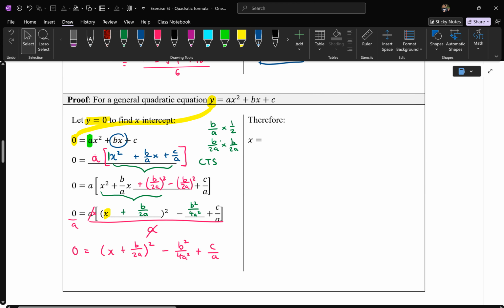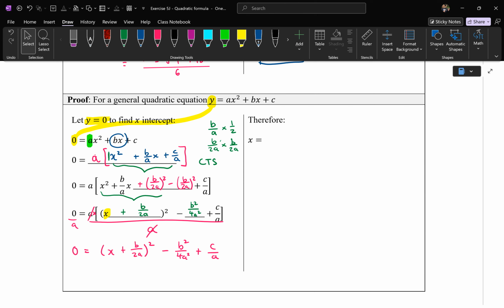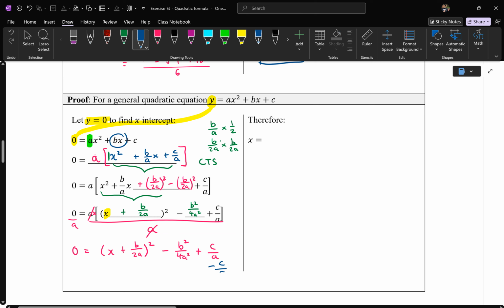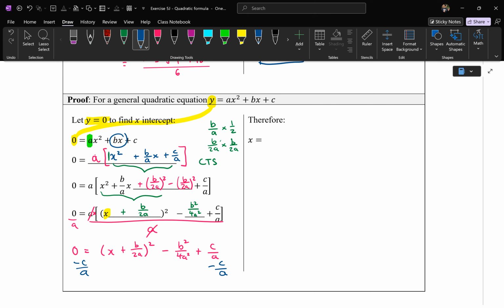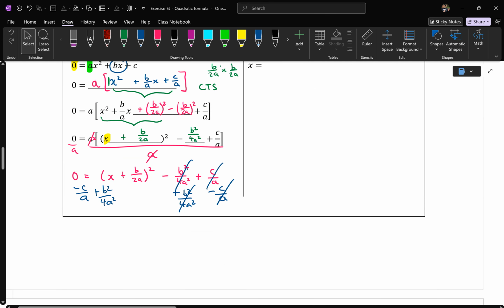So if I want to get rid of this plus c over a, what's the opposite of plussing c over a? Minus. So here I do minus c over a, minus c over a. How do I get rid of minus b squared over 4a squared? Add them. So here I say add b squared over 4a squared. That cancels out, this cancels out. So then I have to add this side, b squared over 4a squared. Let's write that out again.